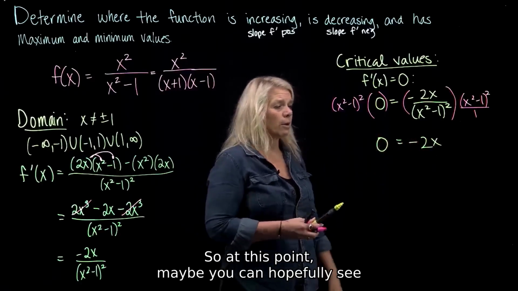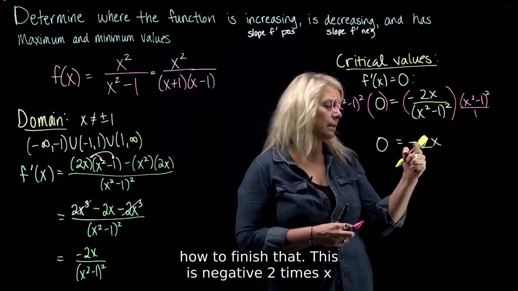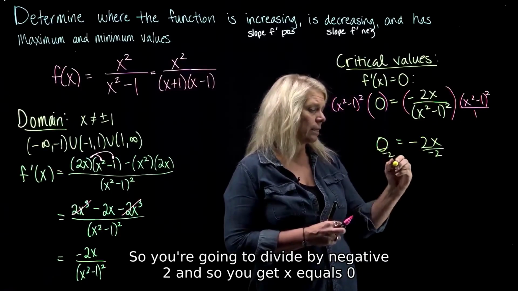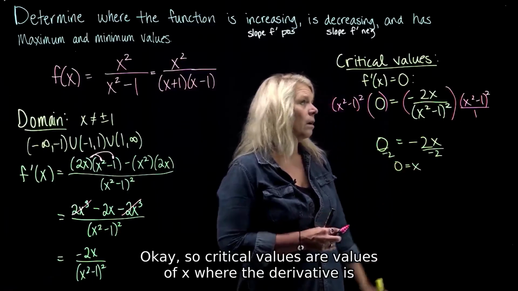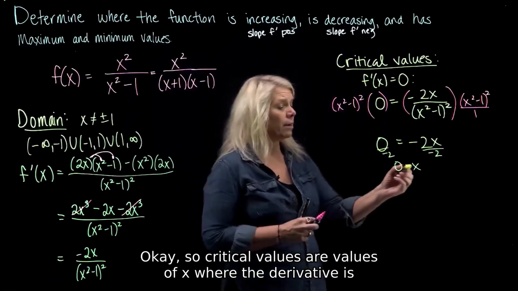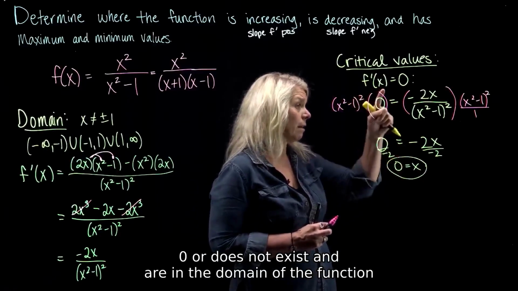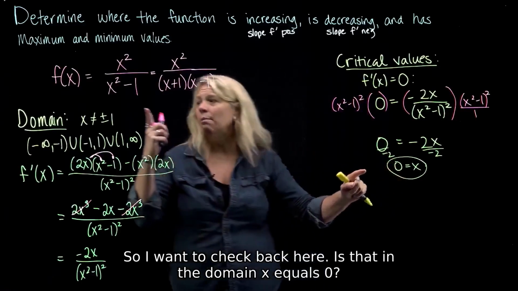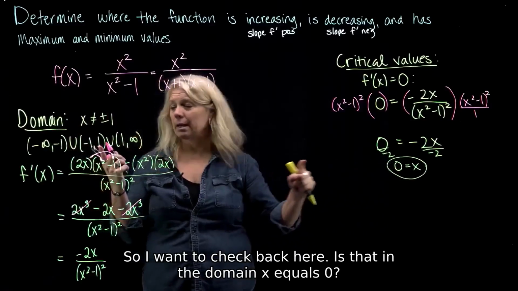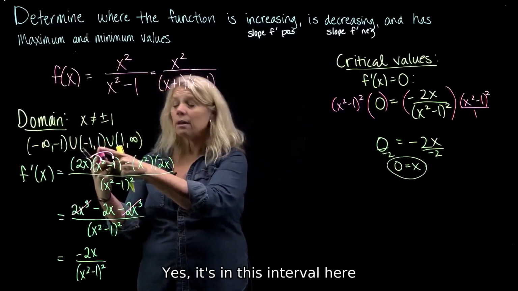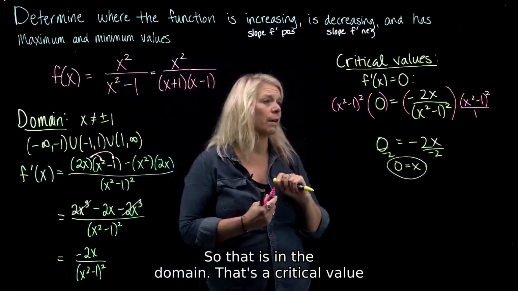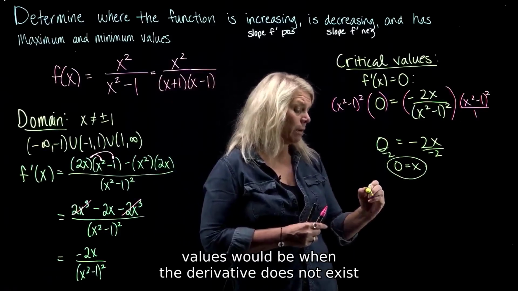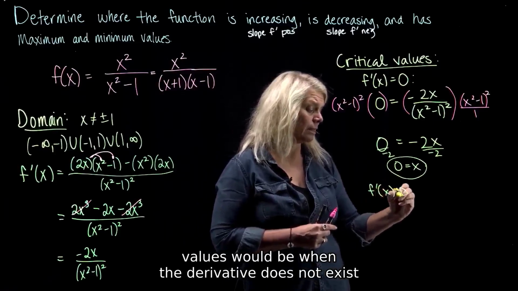So at this point, maybe you can hopefully see how to finish that. This is negative 2 times x, so you're going to divide by negative 2, and so you get x equals 0. Okay, so critical values are values of x where the derivative is 0 or does not exist and are in the domain of the function. So I want to check back here. Is that in the domain? X equals 0. Yes, it's in this interval here. So that is in the domain. That's a critical value. Another possible place where I might have critical values would be when the derivative does not exist.